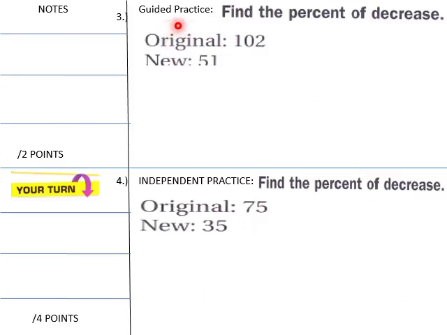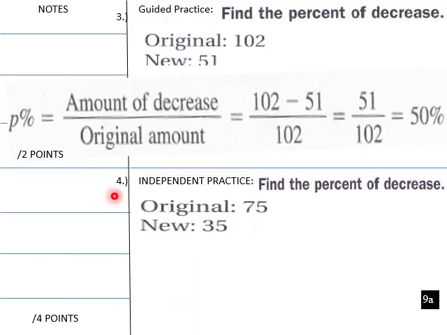Okay. Our next guide to practice, original 102, the new will be 51, so we have a decrease. Same thing for you students here. So our solution up here for our guide to practice would be this here. Amount of decrease, 102 minus 51 over 102, that's our original. And that'd be a 50% decrease here.